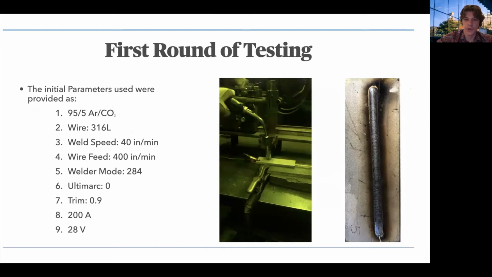And the welder mode, this is a Lincoln setting, was 284. The Ultimark setting, which I'll explain later, was 0. The trim was 0.9, which I'll also explain later. And then the more classic welding parameters, or a power supply, was at 200 amps and 28 volts. So relatively high to some sheet metal, but well within reason for how thick this material would be in a nuclear power plant.